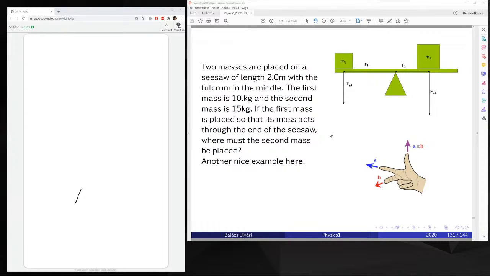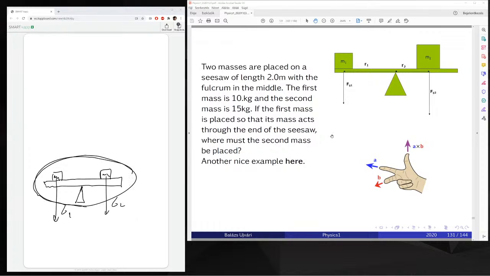Here we have the seesaw, mass 1, mass 2, G1, G2. This system, if you look at it like a system, its net force, the sum of the forces right now, is G1 plus G2 if this is the positive direction. This is non-zero.